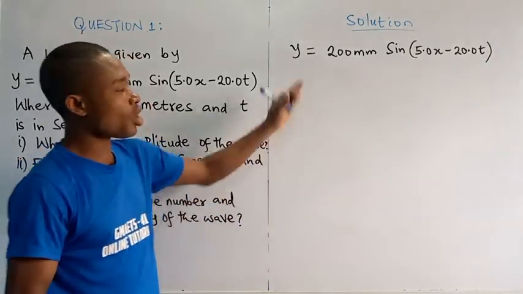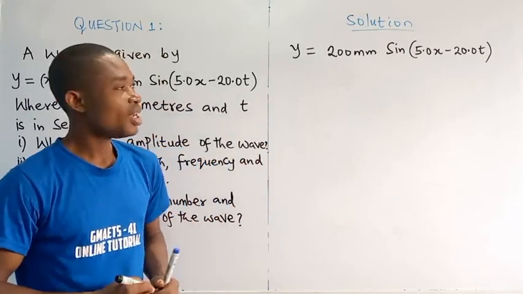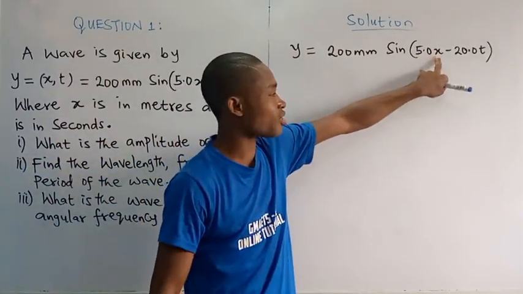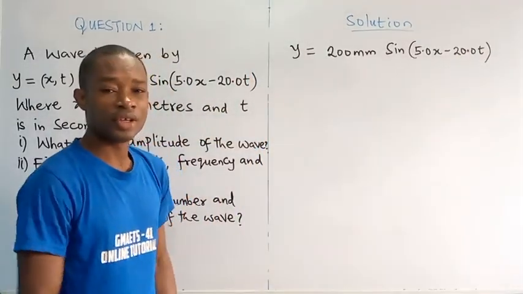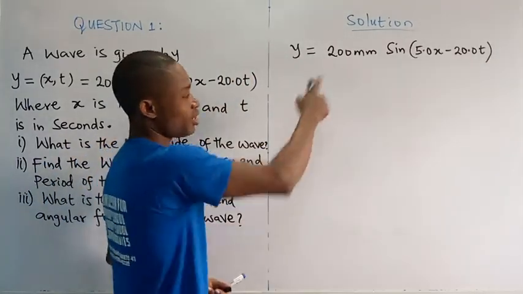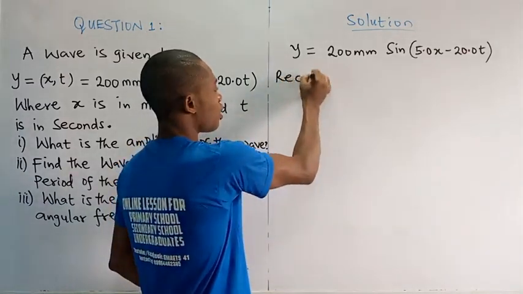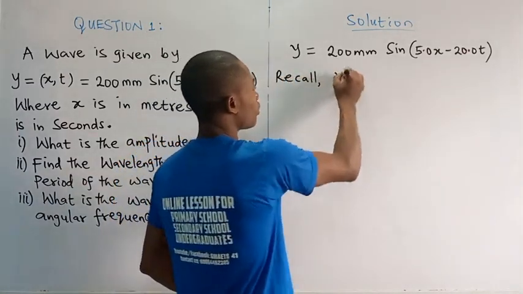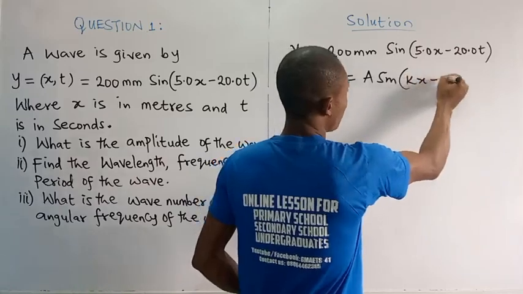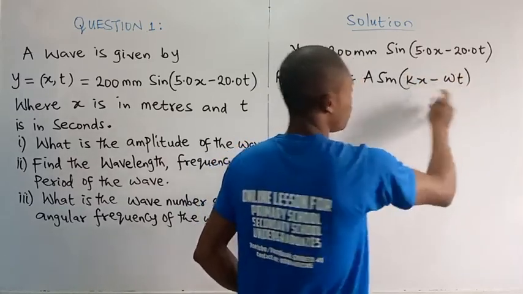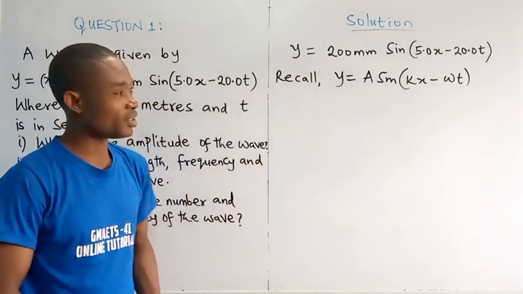So like I said, we are going to compare this equation with the progressive wave equation, which we know. Now if you look at it, you have a number here times x, you have another number here times t. So we can think of the particular form of progressive wave equation that is closely related to this one that the question is based on. Now I'd like you to recall y is equal to a sine open bracket kx minus omega t. I believe that you remember this progressive wave equation.